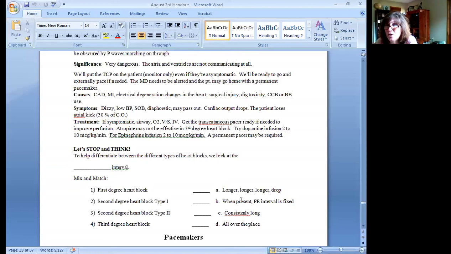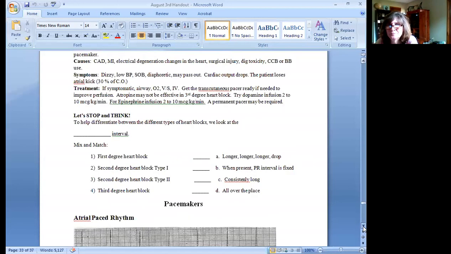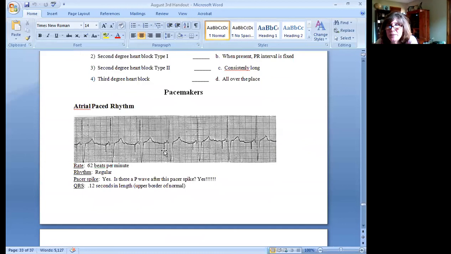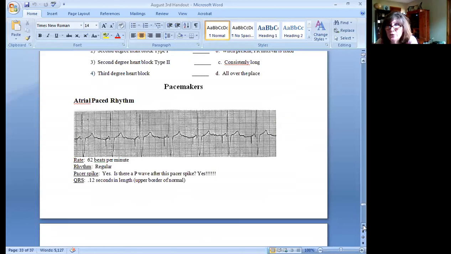When a PR is present, it is fixed. And last but not least, third degree heart block, what would be going on with that PR interval? All over the place. All over the place. They're divorced. Paced rhythms. See the pacer spike? Well, that's before the little bitty P wave, and then the QRS followed through. Little wide conduction there, but it followed through.